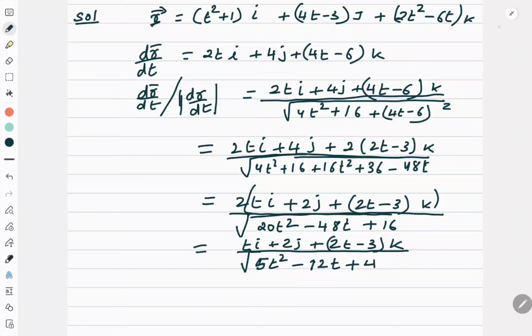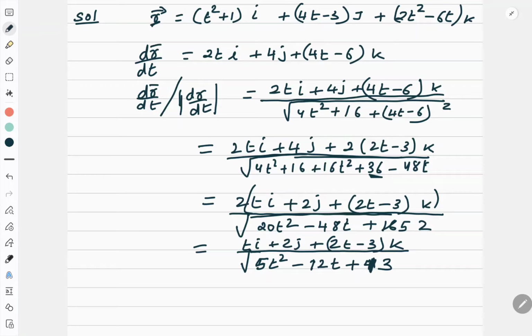Just have a look here. See here, I forgot to write this term, 36 plus 16 it is. So it will become 2, 1 carry over, 3, 4, 5, 52. So this will become 13. Right? So this is the unit tangent vector.